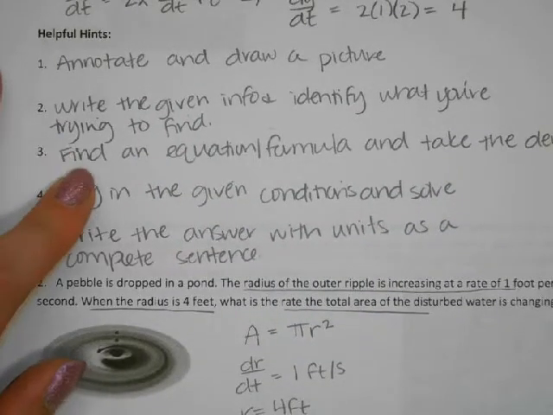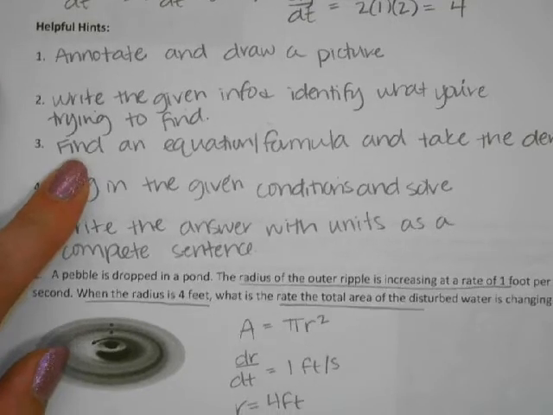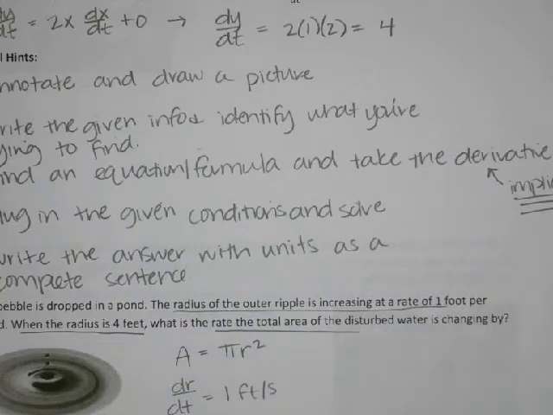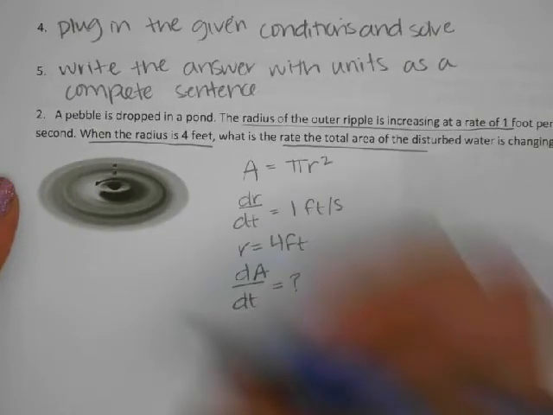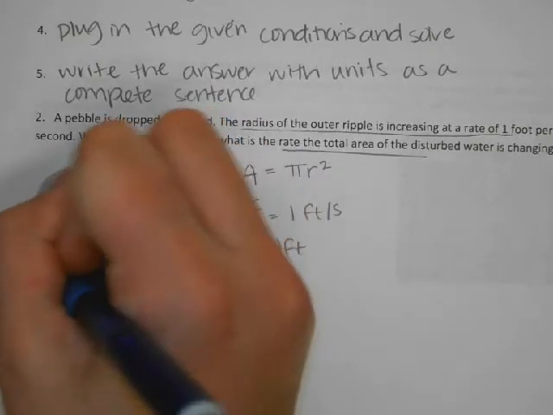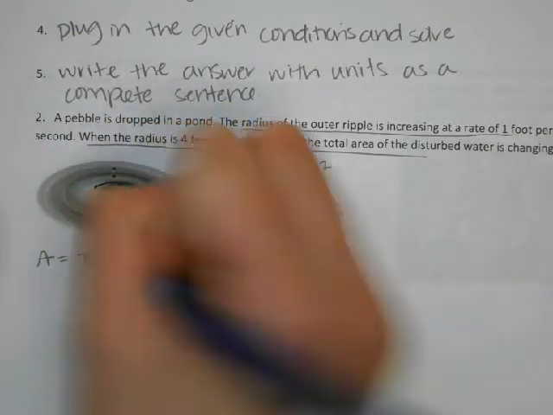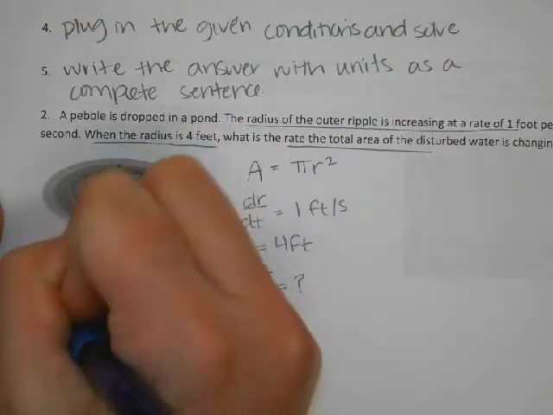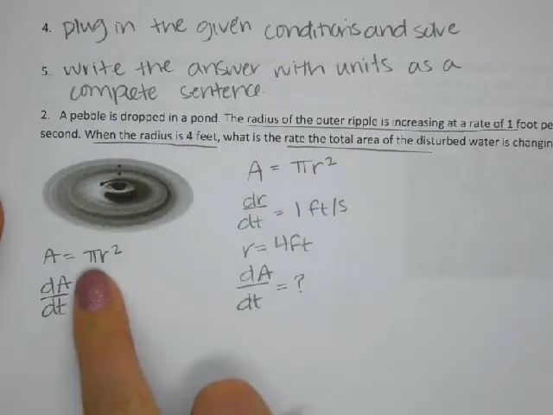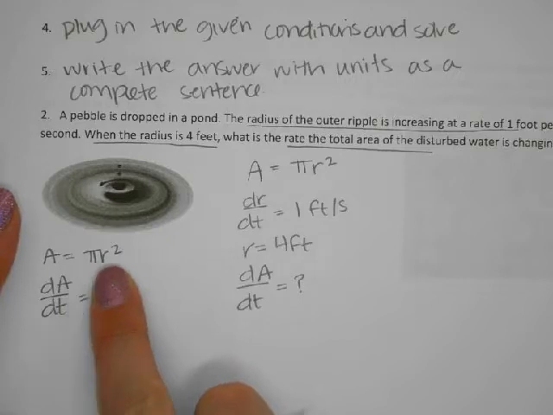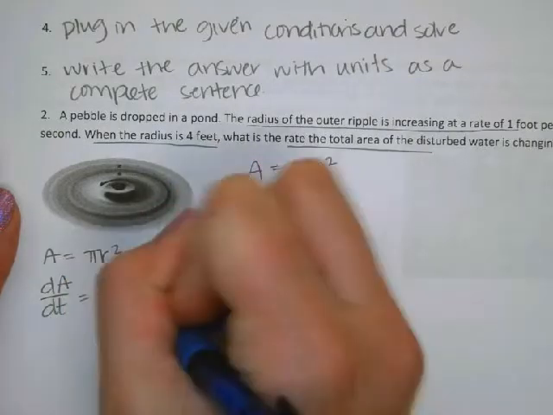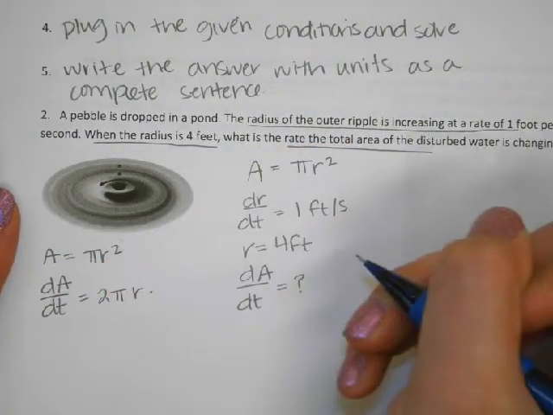I found an equation that makes sense with the problem, and so now I'm going to go ahead and take the derivative implicitly of that so that I can plug in my given information and solve. So I have area equals pi r squared. And so the derivative of A is 1 dA/dt. And pi is just a coefficient. But the derivative of pi r squared, I would take the 2, drop it to the front. So that's 2 pi r to the 1, and then times the derivative of r, which is dr/dt.